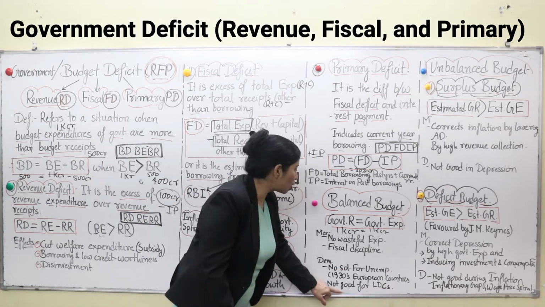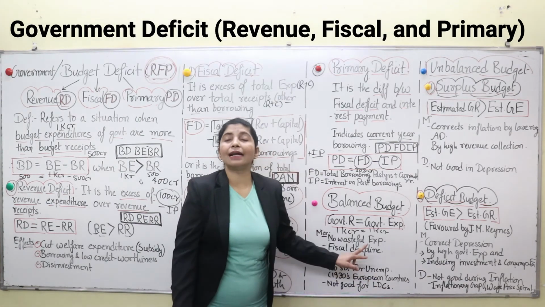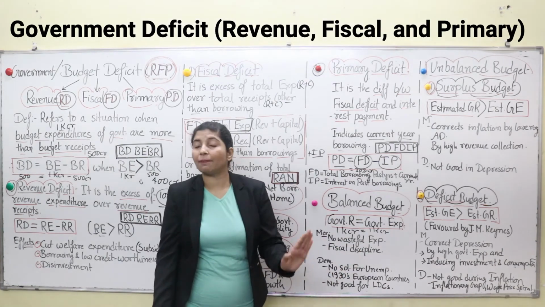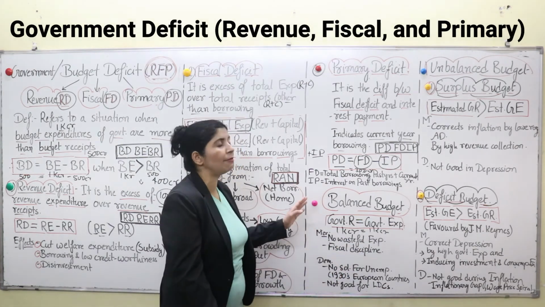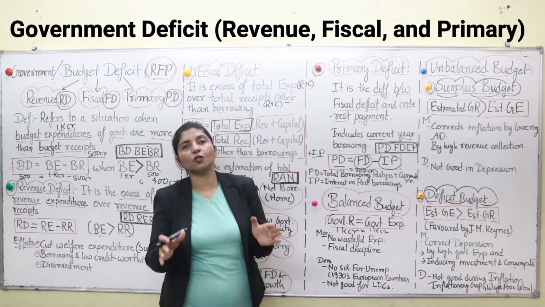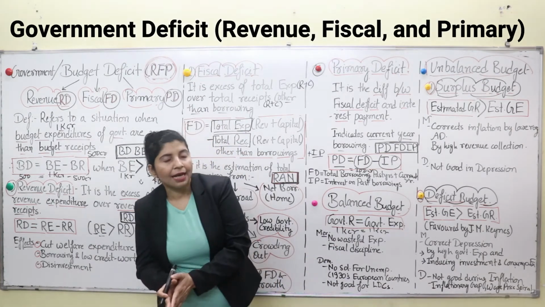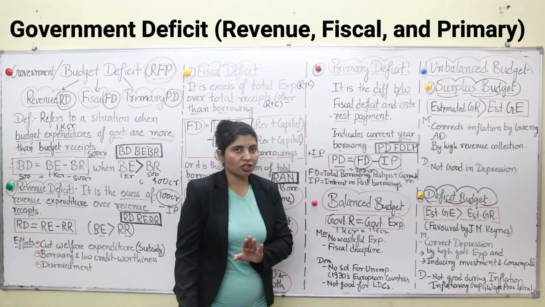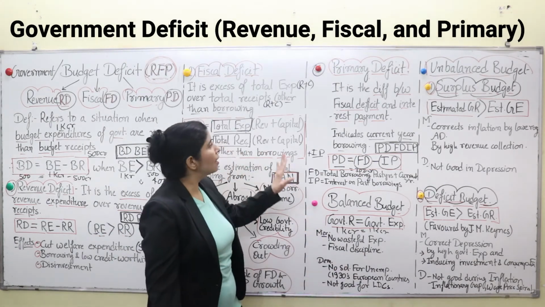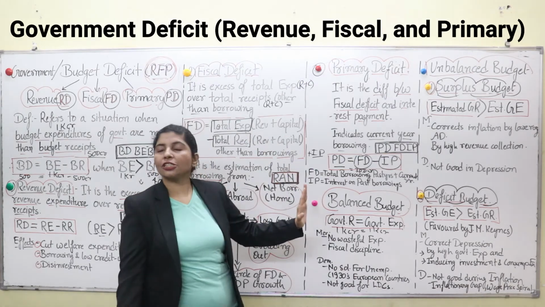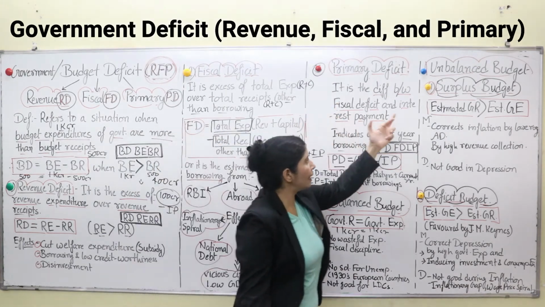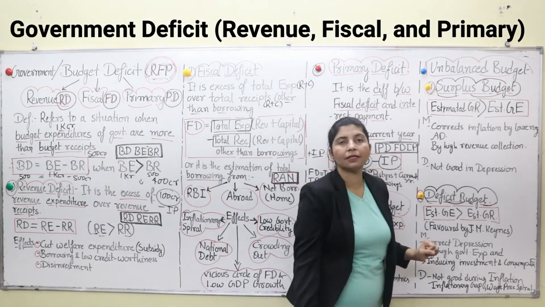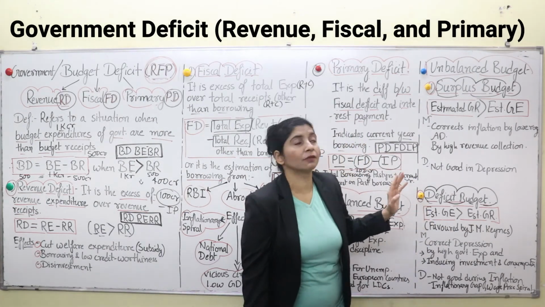Now, not good for LDCs. What are LDCs? Less developed countries. Less developed countries or developing countries can't afford to have a balanced budget because they have to spend on different welfare activities. They have to increase employment in their economy. So a balanced budget is not good for them. Okay, then if your budget is not balanced, it is unbalanced. Here, an unbalanced budget is of two types. Number one is surplus budget, and number two is deficit budget.